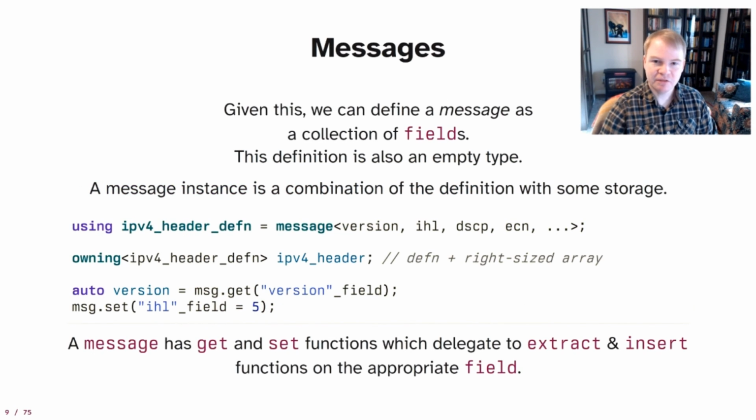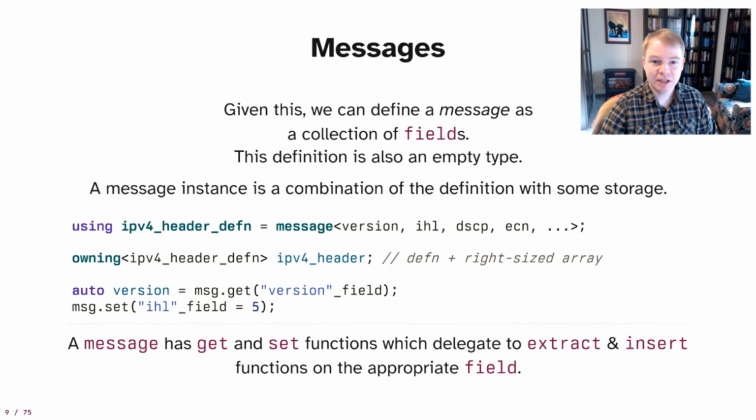So now a message definition is just a collection of fields. It's also an empty type. To make an instance of a message, we put together the definition with the data. This is what it looks like in C++. The message is effectively the type list of fields. Owning here is a type alias that provides a right-sized array and get and set methods so we can use them to read and write field values. And there's some UDL machinery here to make the interface a bit nicer. But that's all there is to fields and messages.